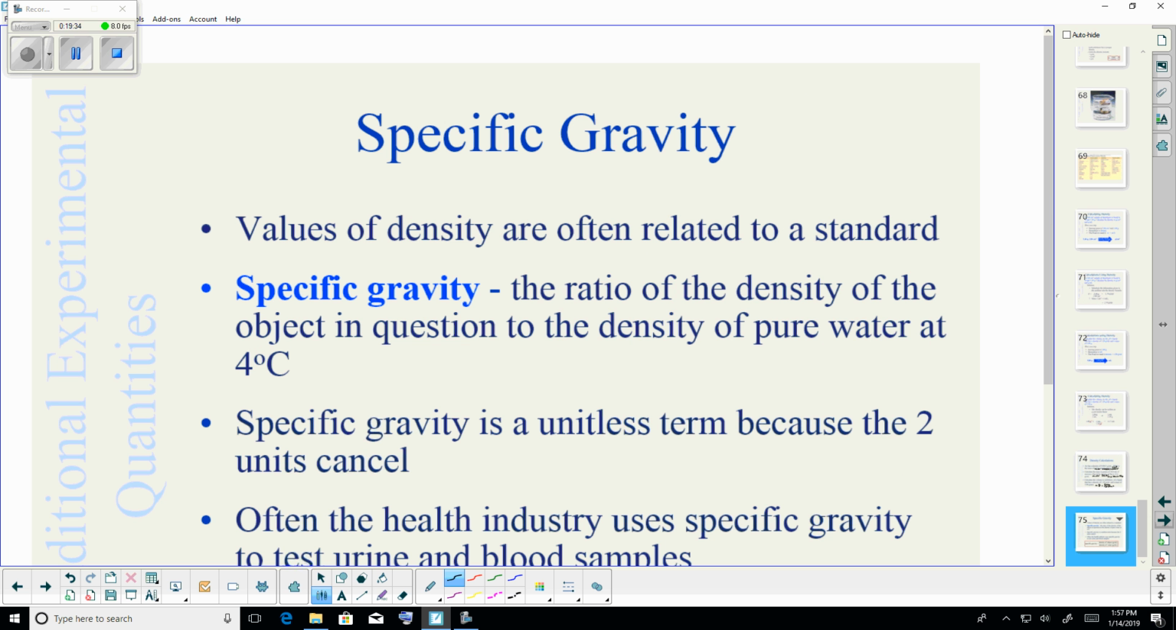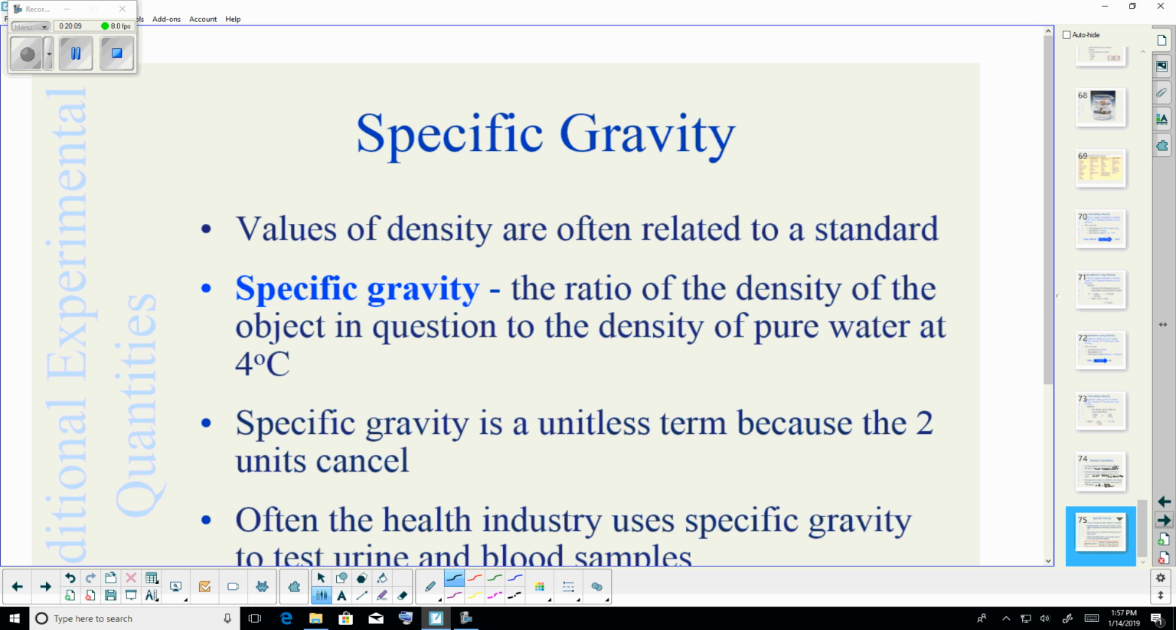So what about specific gravity? Specific gravity is the ratio of the density of the object in question to the density of pure water at 4 degrees Celsius. Anybody remember what I said the density of water was? It happens to be at 4 degrees Celsius, 1 gram per milliliter. So I'm going to compare the density of a material to the density of water.